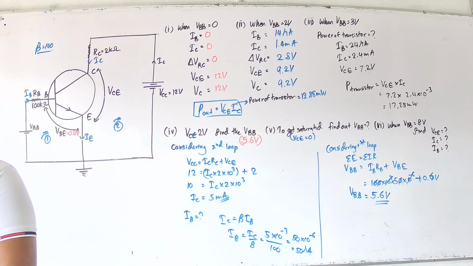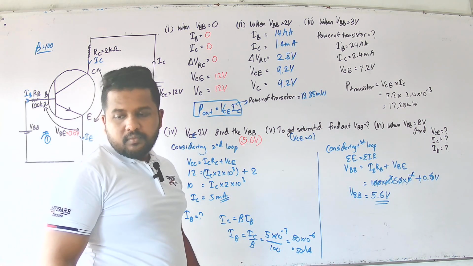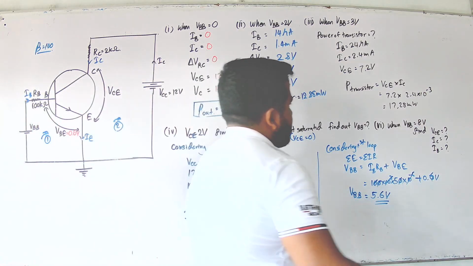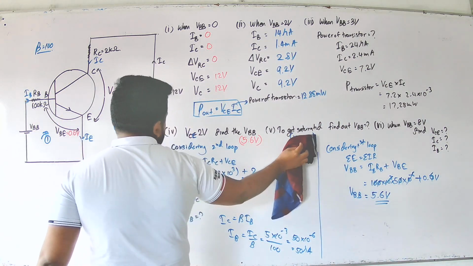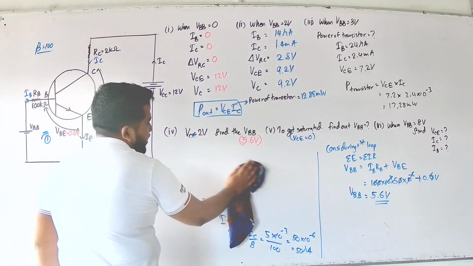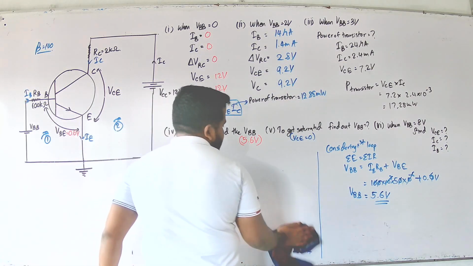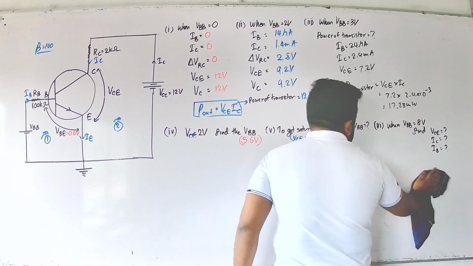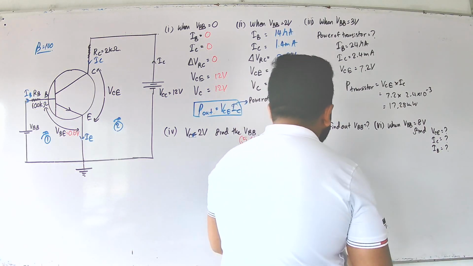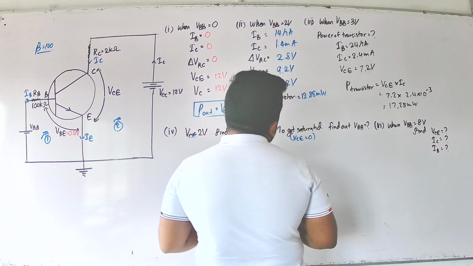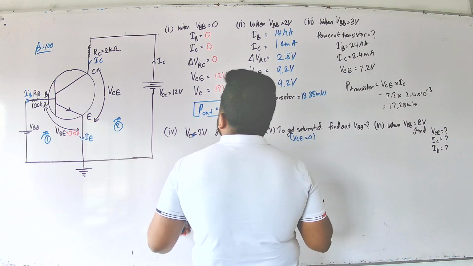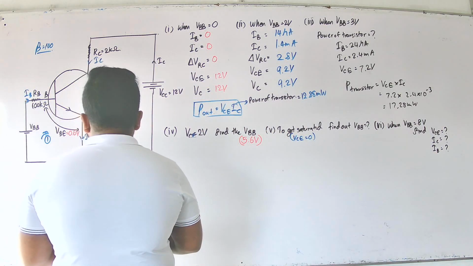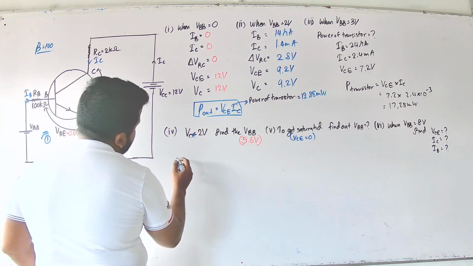So I think this is the basic one. For this one, VCE equals 0. That means this comes to the saturation. VCE equals 0. For that case, we have to apply, considering the second loop.